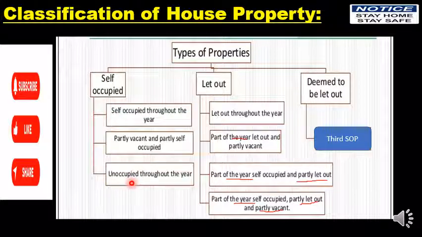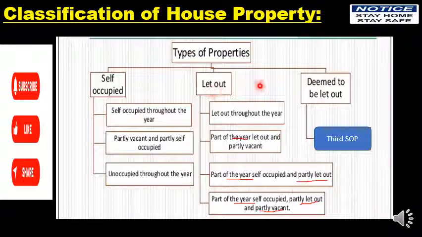Then an unoccupied property throughout the year is also considered a self-occupied property. The property which is not occupied by any person, either not used for residential purposes or not used for let-out purposes, is considered a self-occupied property.